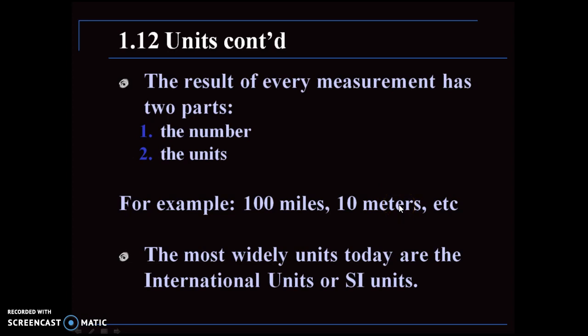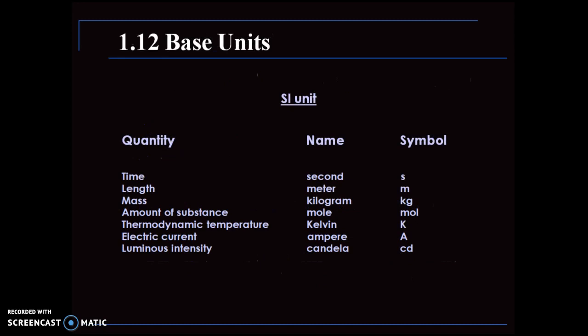The most widely used units today are the international units, or SI units. There are some units which are called the base units, which are time, length, mass, amount of substance, thermodynamic temperature, electric current, and luminous intensity. These are called base units because they are not derived from any other physical quantity. If you need to know them, you just have to measure them by themselves. You do not derive them from any other physical quantity. That's why we call them base units.